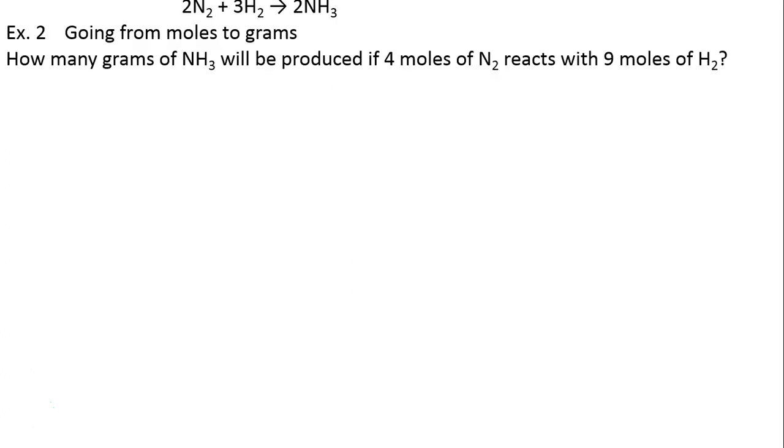All right, let's try another type of question, going from moles to grams. How many grams of ammonia will be produced if 4 moles of nitrogen reacts with 9 moles of hydrogen? Notice that I have moles for both of these, not grams, like I did in the previous question. So what's the difference? I don't need to do step 1. You only need to do steps 2 through 4, because you're going from moles to grams.